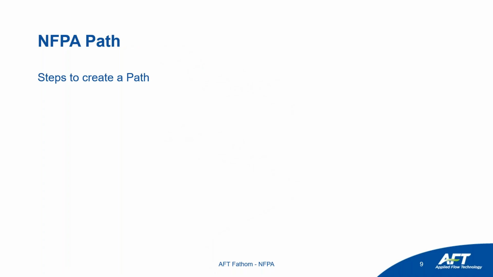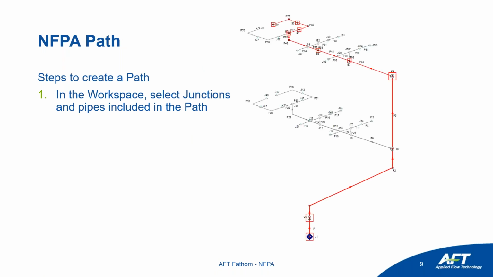We select this NFPA path to create the report. In the workspace, we select the junctions. As I said, the NFPA report goes from the pump to the remote nozzle. So here we have the pump. We select all these components around here, and here's the remote nozzle.